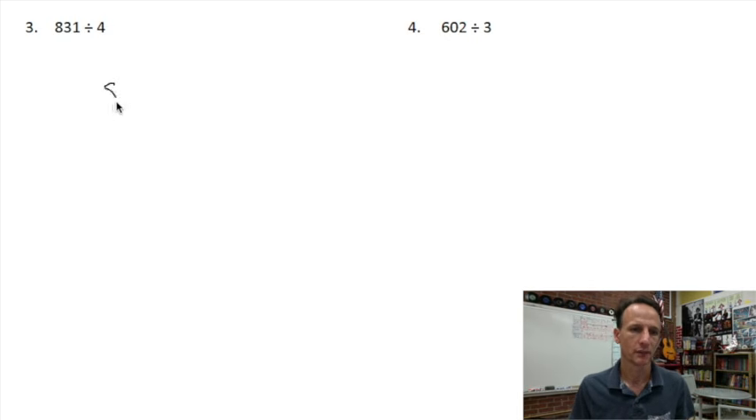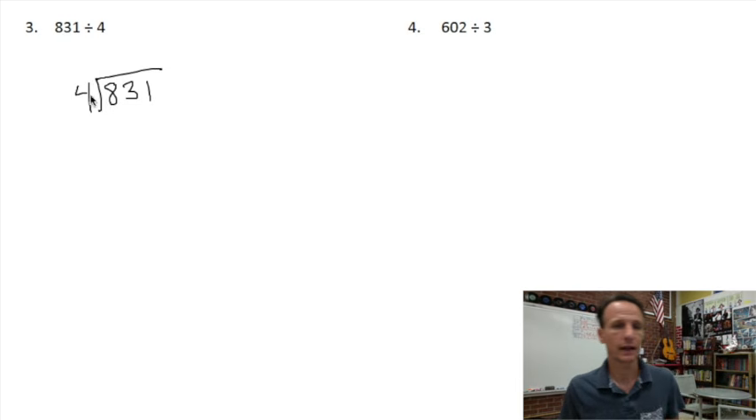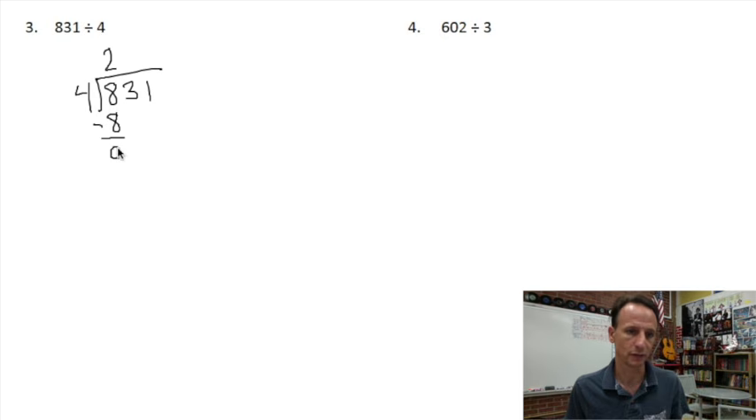Here we go. We have 831, which we are dividing by 4. So let's do it. How many 4s in 8? There are 2, of course, because 2 times 4 is 8. And we're about to come up on something that's actually tricky. So we subtract, we're left with 0.